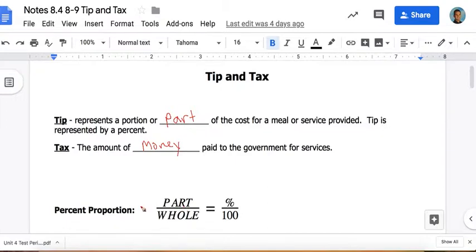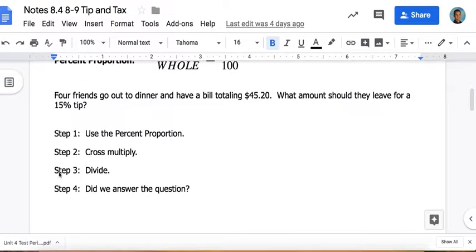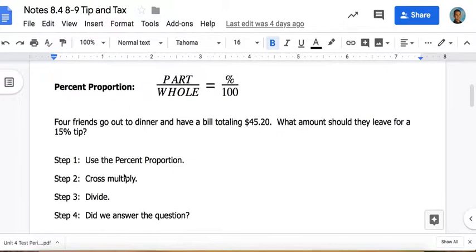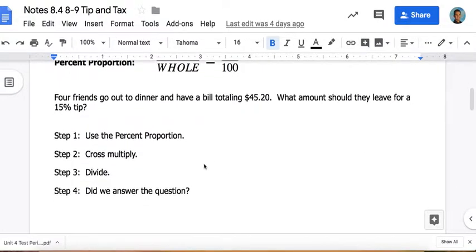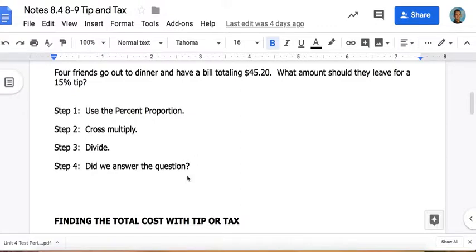And so we're going to come back to this idea of percent proportion, part over whole equals percent over 100, to solve tip and tax questions. But I'm also going to show you a more practical way of calculating tip and tax. However, part over whole equals percent over 100 will get you the answer to any of the questions that I might ask you in this unit. And tip and tax are going to be calculated the same way because they're a percent of your cost.